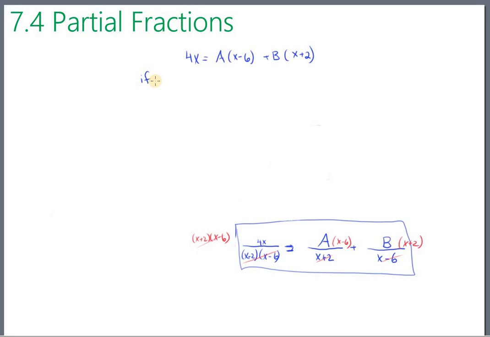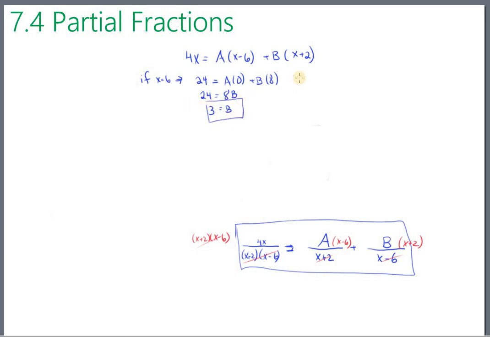So let's just plug in, say, what if x is 6? What does this equation look like? And this equation turns into 24 equals, and here's the magic, A times 0 plus B times 8. Which means you can solve for B as 3.